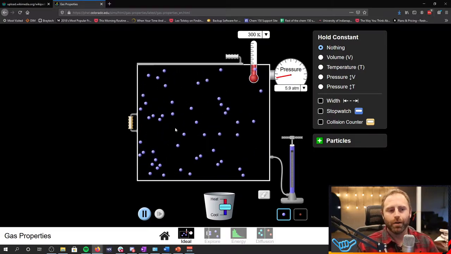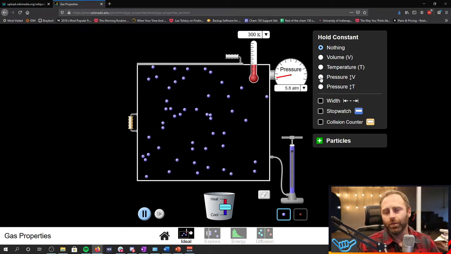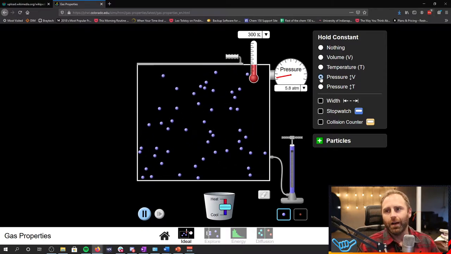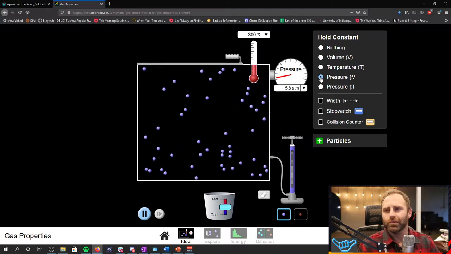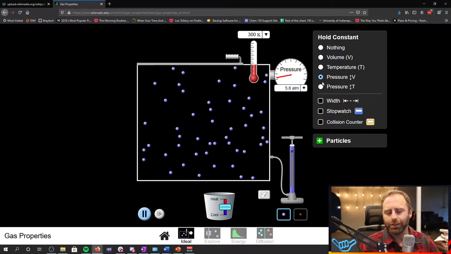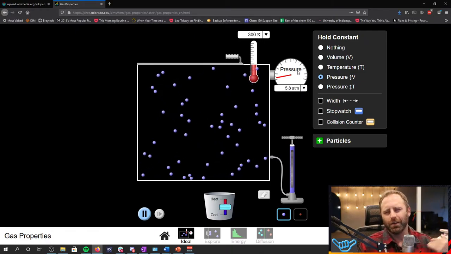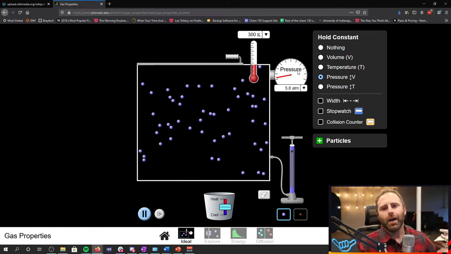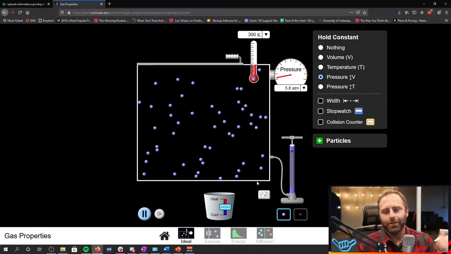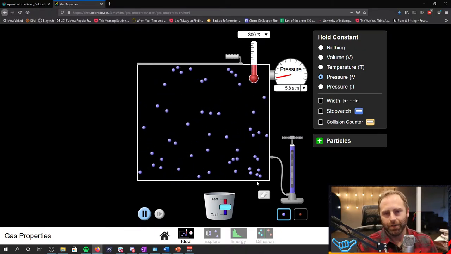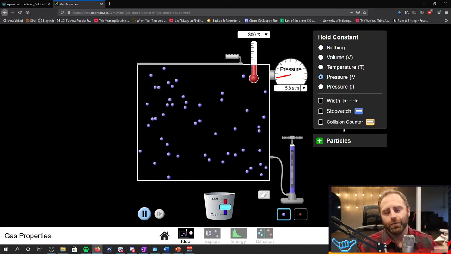So we're going to hold the number of particles constant, and then what we're going to do here is we're going to attempt to hold our pressure constant. Pressure being constant now, and the way that this particular relationship is going to be set up, that we're going to be looking at, is our volume is going to change and our temperature is going to change. Those are the two ones that we're looking at. What happens to volume as we change temperature?